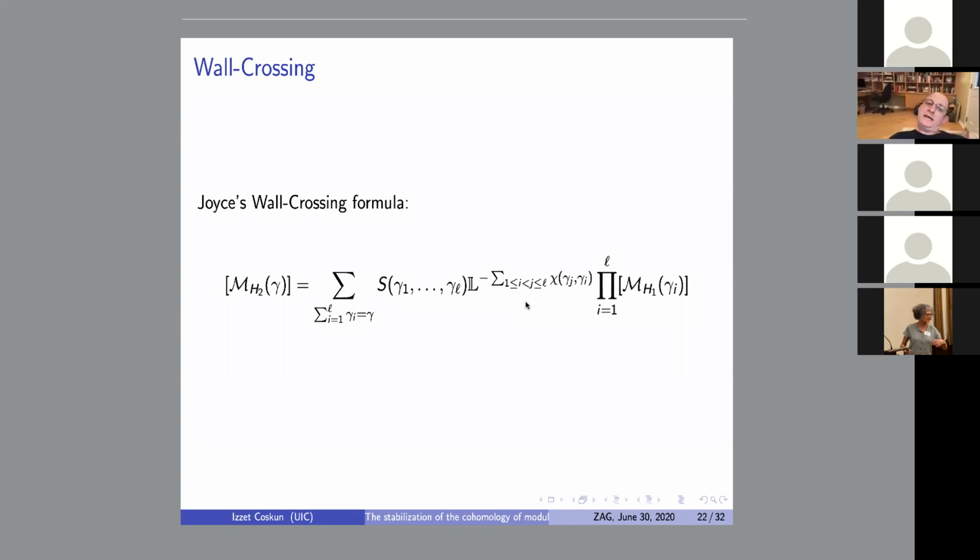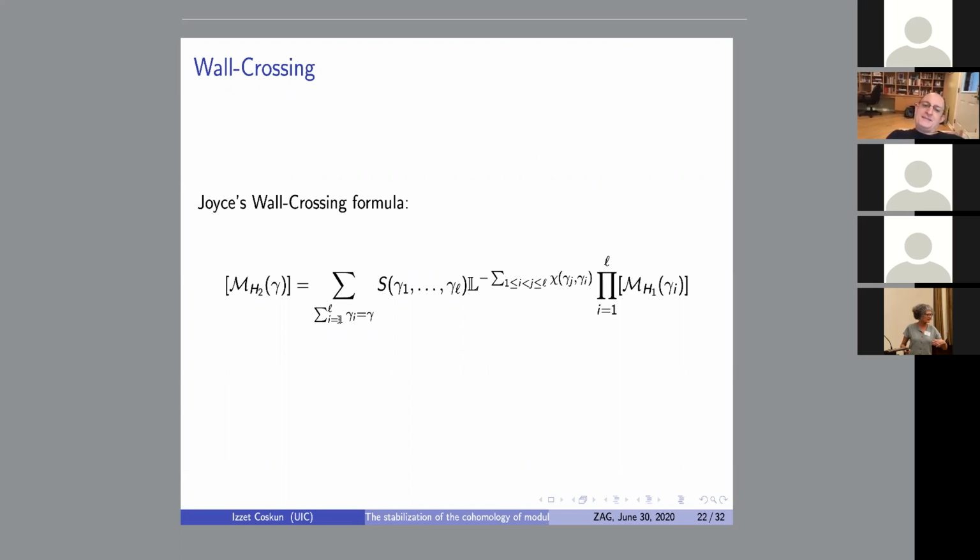So maybe I'll just say a few words about how you can go about doing it in the last 10 minutes. The way we do this is we use Joyce's wall-crossing machinery. Here I put the formula. I'm not going to even explain what it means; I'll just say a few words. The way you should think about it is that you want to study what happens to these moduli spaces as you vary the polarization. And as you vary the polarization, you hit a wall. At the wall, some sheaves that were stable can become destabilized, and some sheaves that were not stable can start becoming stable.